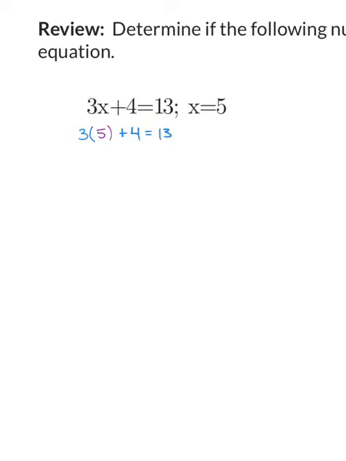Well, if we multiply 3 times 5, we get 15 plus 4. On the right side, we still have 13, and 15 plus 4 is equal to 19. The right side is equal to 13. So 5 is not a solution.